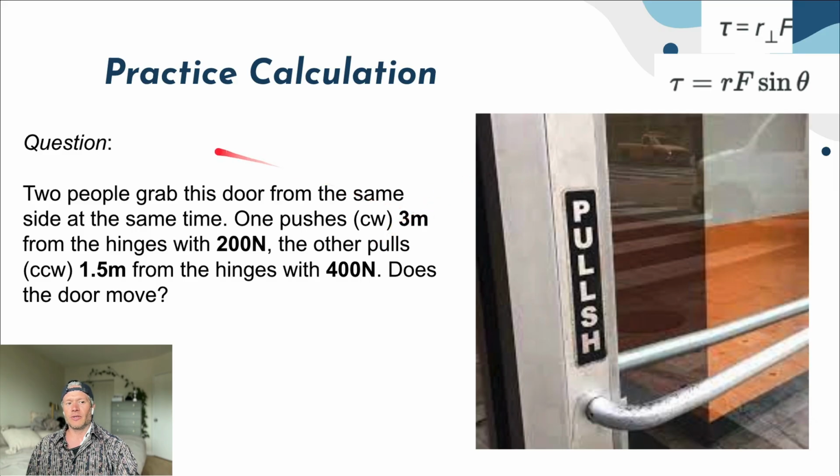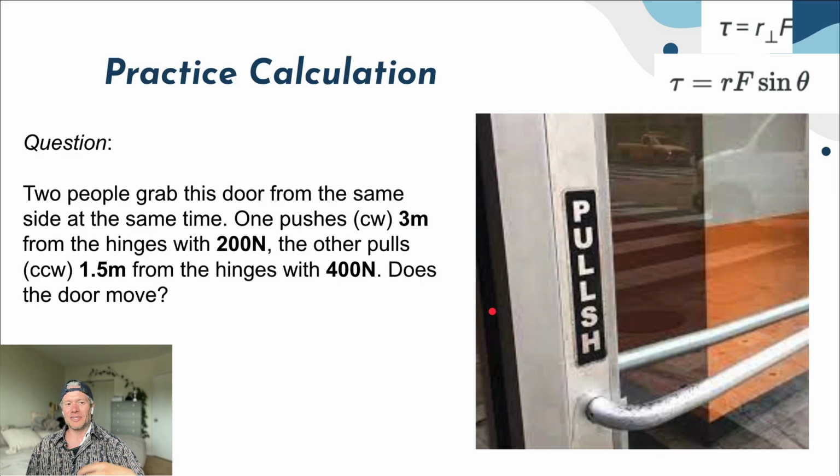You can see that we're assuming here, although it doesn't state it, I usually state it verbally, that all the forces are applied perpendicular to the door. So we see the person going clockwise, we go 3, which is our R value, times our force, which is 200. So that's 600. And then we have our counterclockwise force, which is 1.5 meters times 400, which again, I believe both equal 600 Newton meters. I believe that's how I set this up.